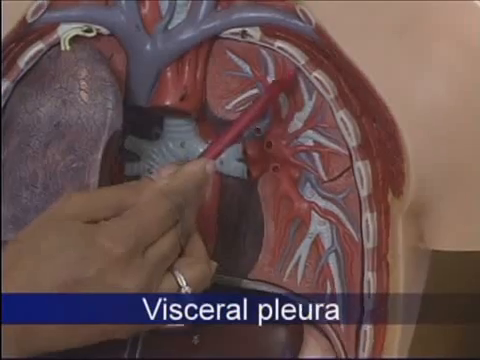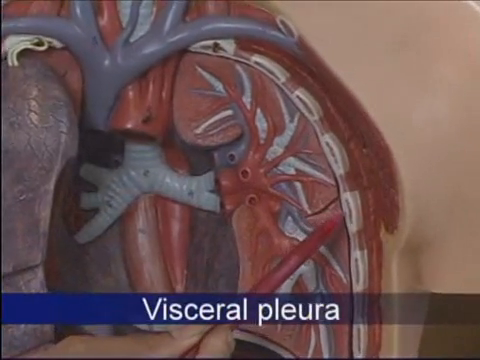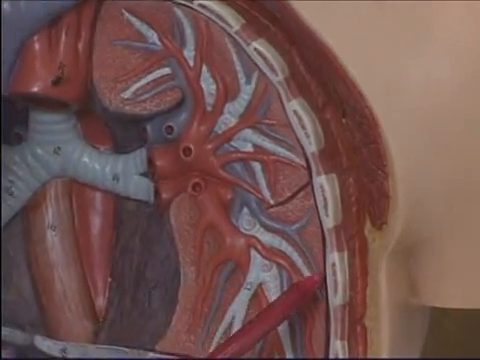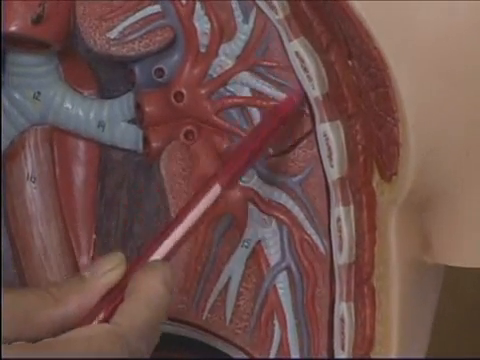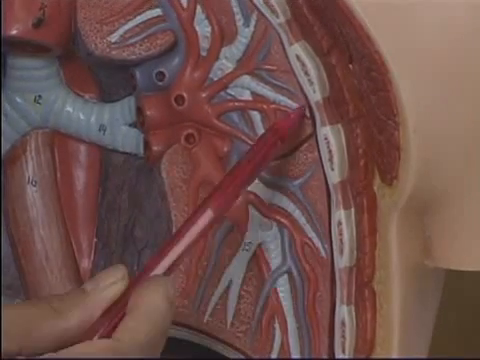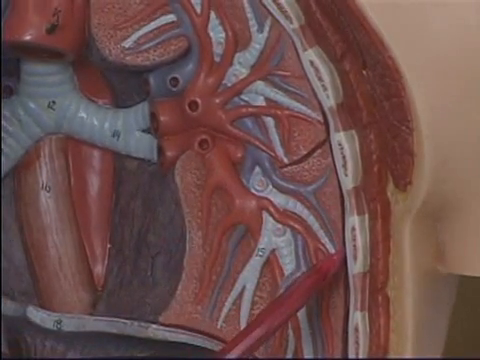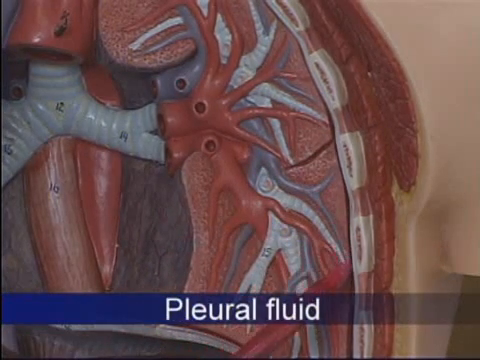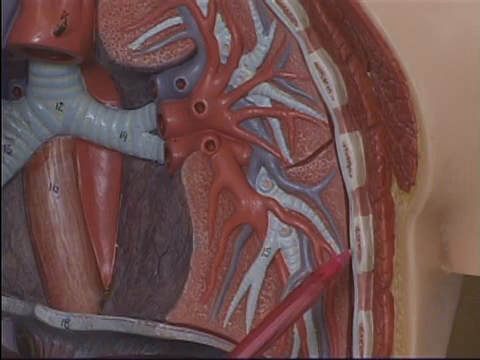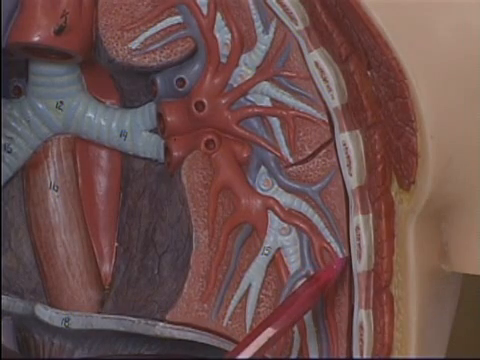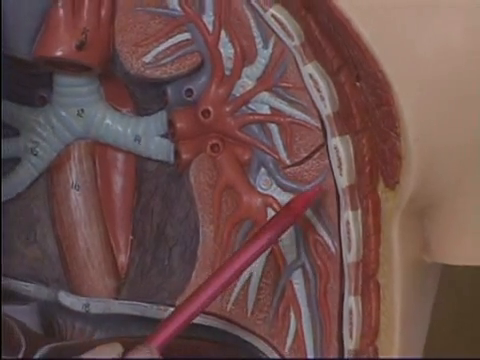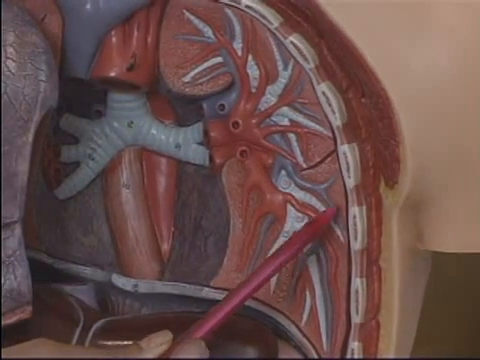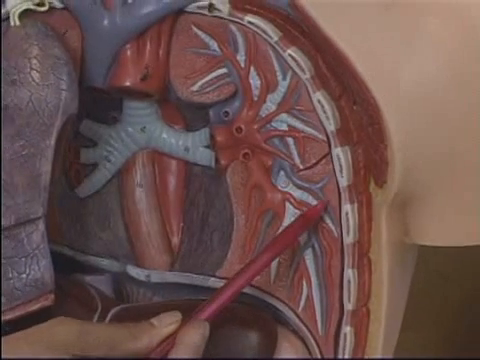is called the visceral pleura. Between the parietal pleura and the visceral pleura, there is a space, and that space is a potential space, and it is occupied by a film of fluid which is called pleural fluid. So this is the pleural cavity between the parietal pleura and the visceral pleura. Parietal pleura is sensitive to pain, while the visceral pleura is insensitive to pain.